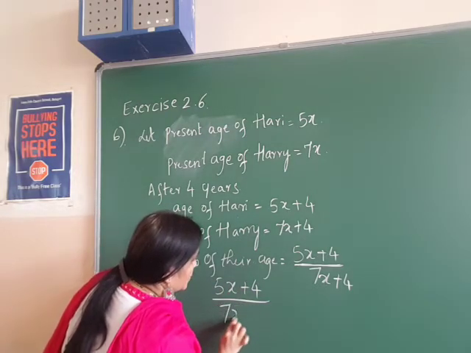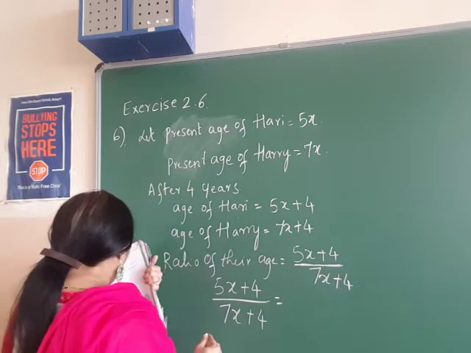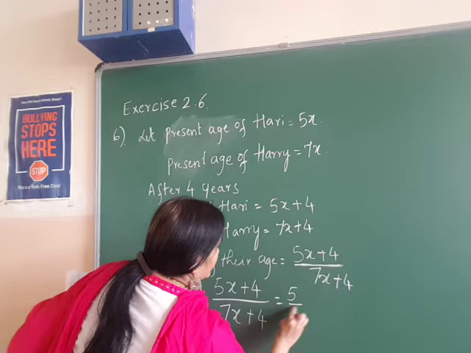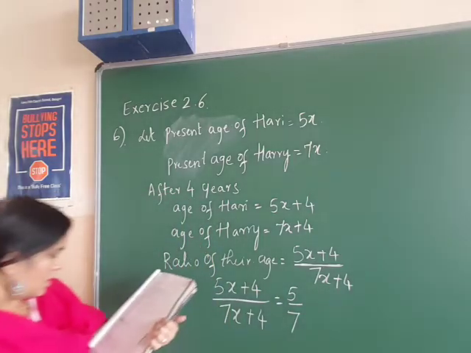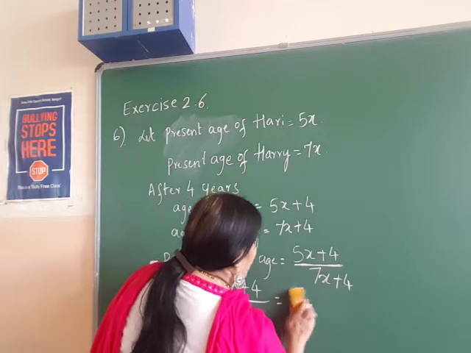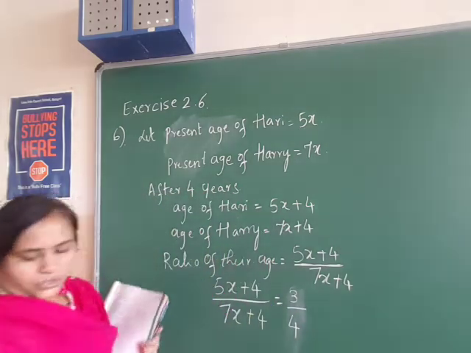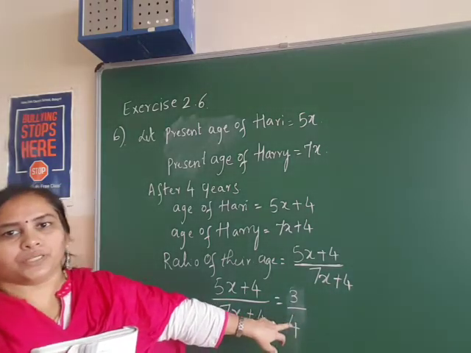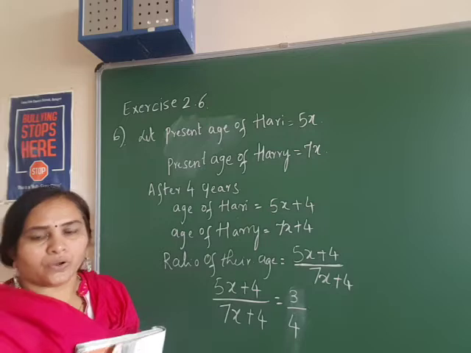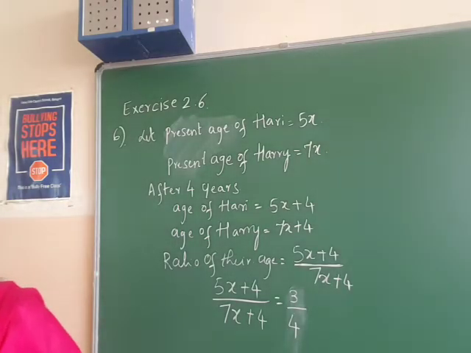So 5x plus 4 by 7x plus 4 is equal to 3 by 4, that is 3:4. Okay, so you have to compare this ratio with the given ratio 3:4. Now you have to solve an equation. Now you have to solve a linear equation.